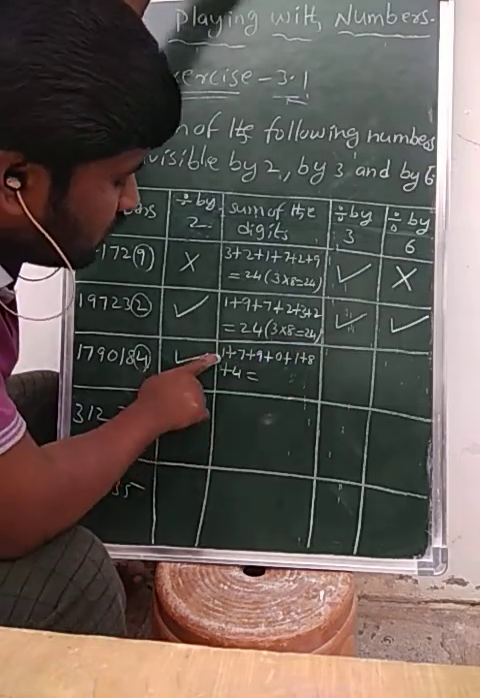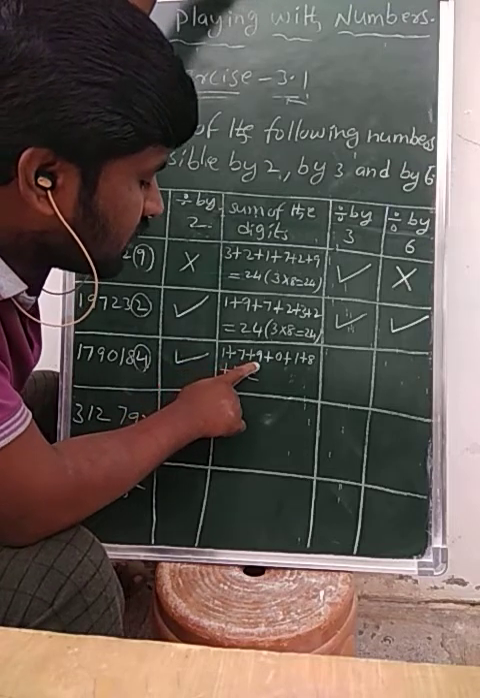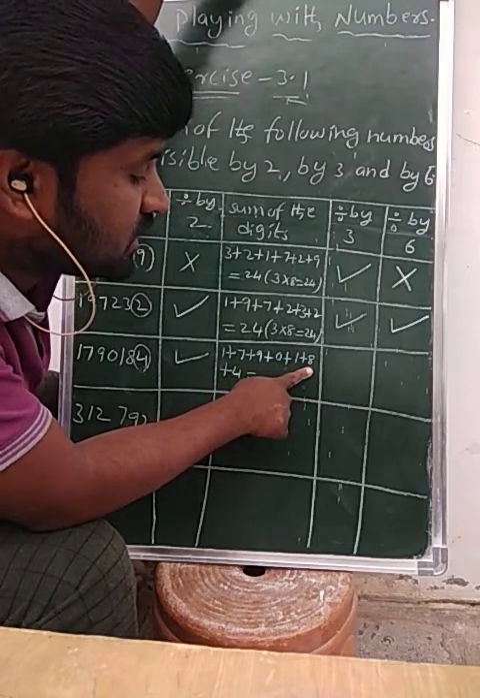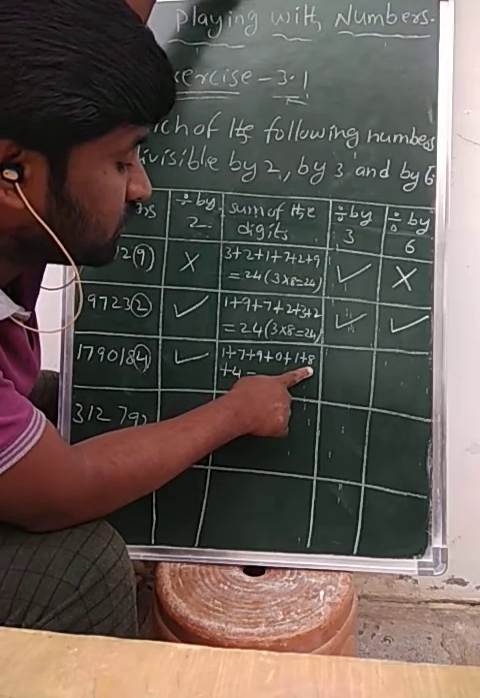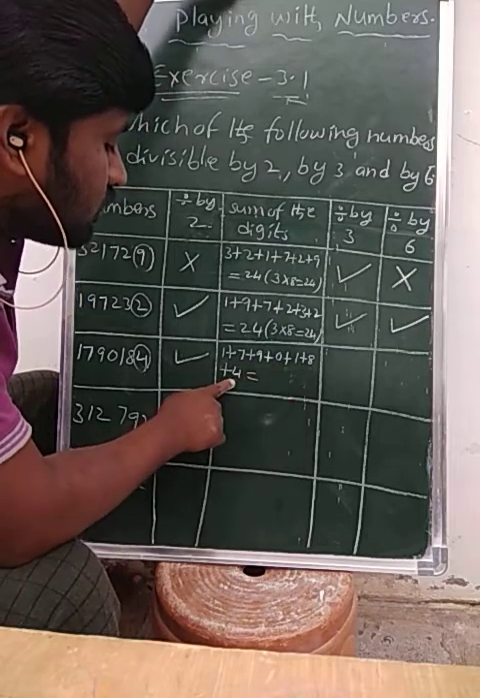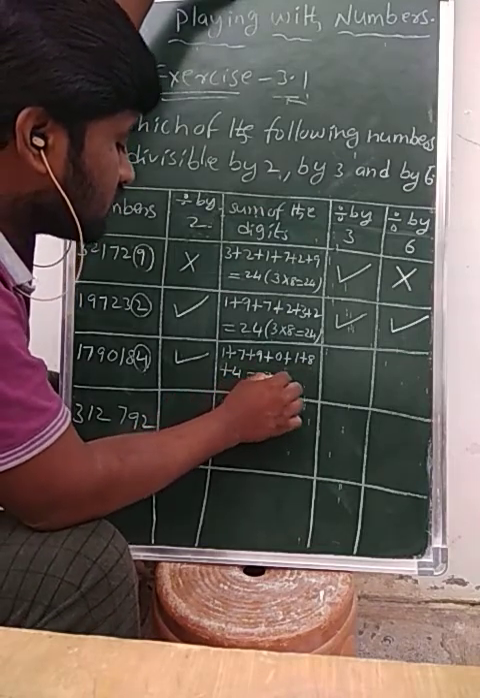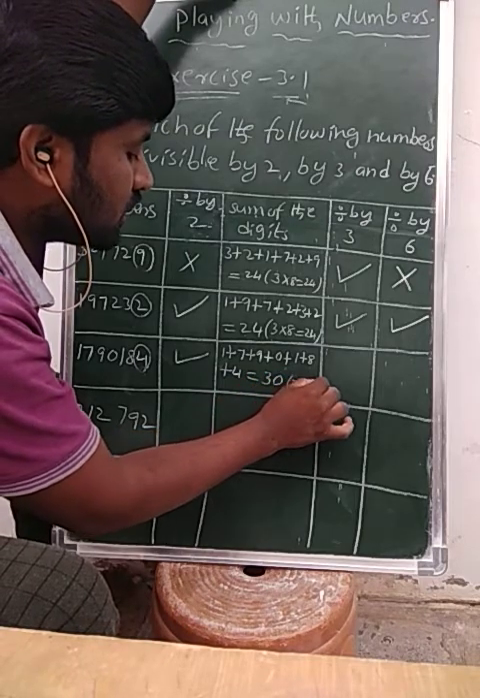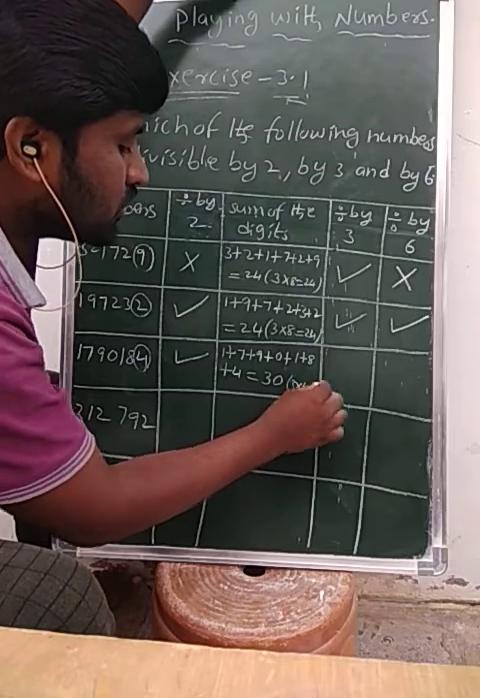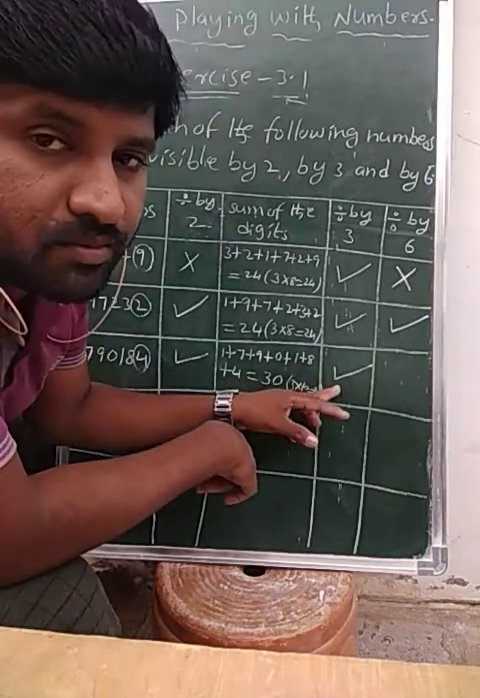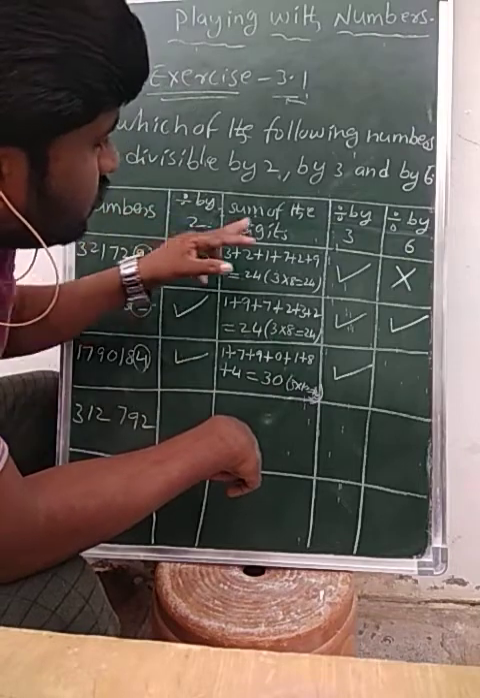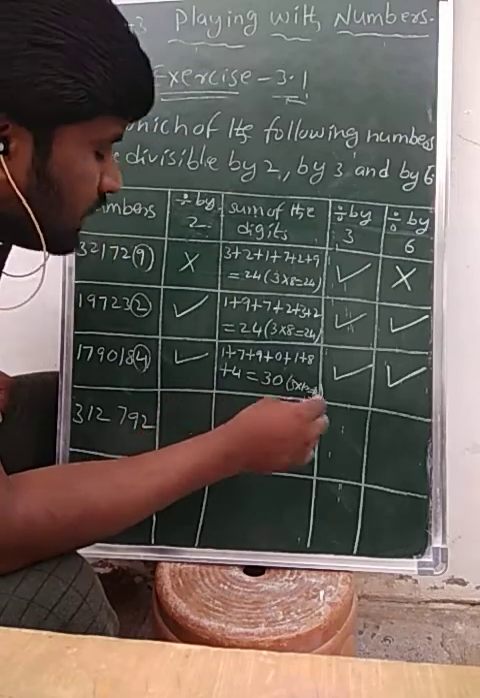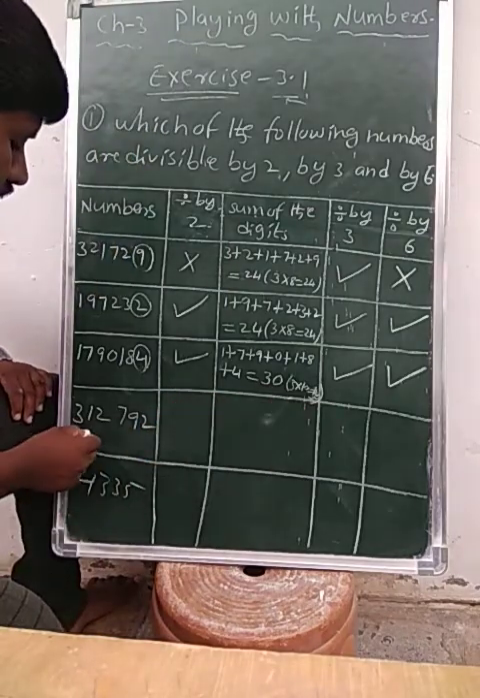What do we get? 1 plus 7 is 8, 8 plus 9 is 17, plus 0 is 17, plus 1 is 18, 18 plus 8 is 26, 26 plus 4 is 30. 30 means 3 tens are 30, so it is also divisible by 3. A number which is divisible by both 2 and 3 is divisible by 6. Okay, now like that only, check another number.